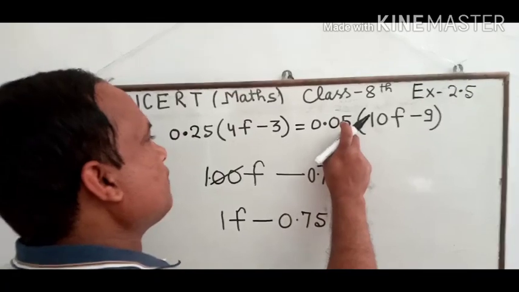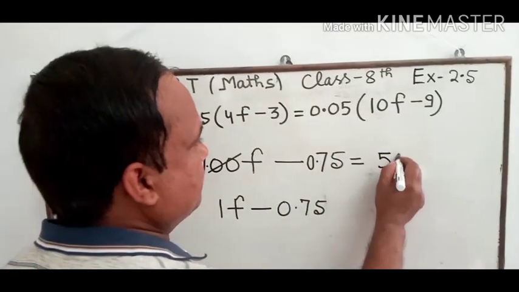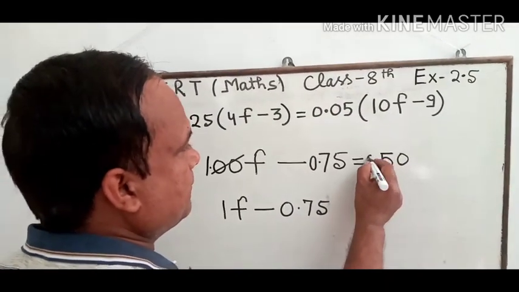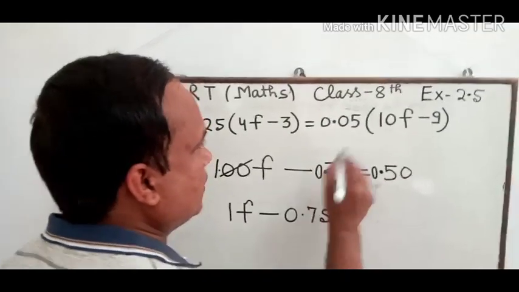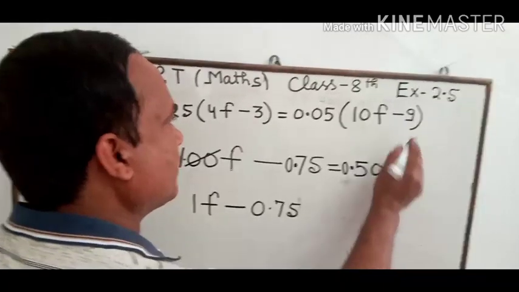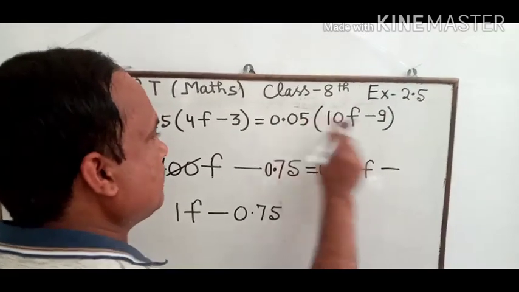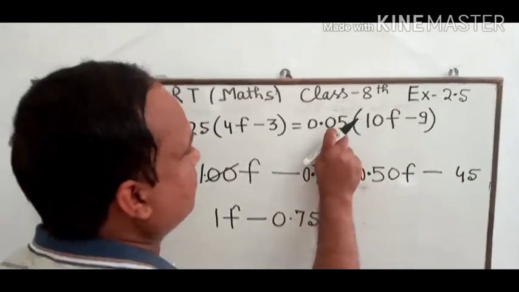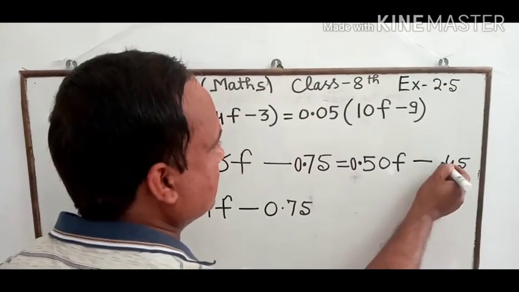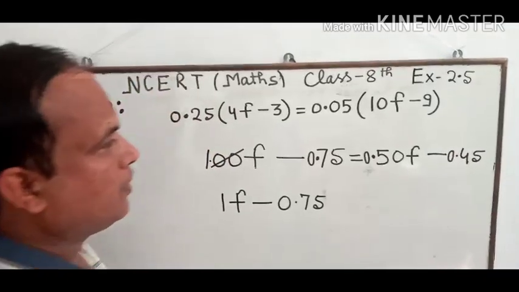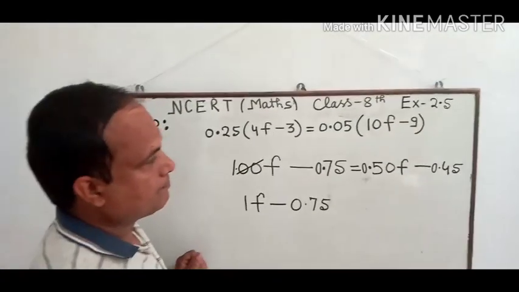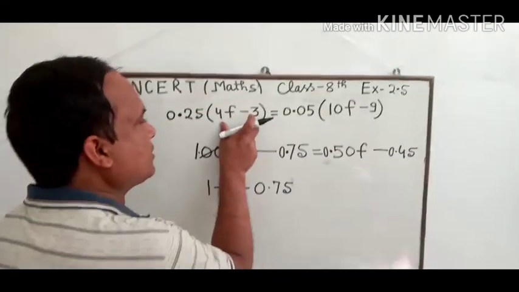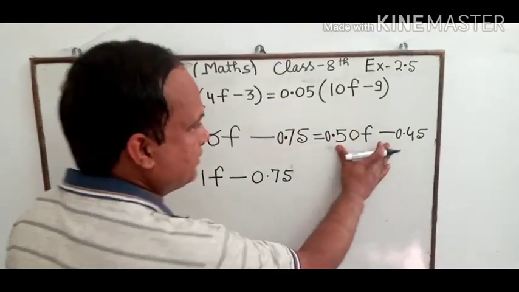Again we multiply 5 with 10. 10 5s are 50. And we put the decimal after 2 places. So here 1st place, here 2nd place. So we put here 0. And here is F. Minus 9 5s are 45. And we give the decimal 1 place, 2nd place. This is your second step. We got the second step when we multiply this number with this one, and this number with this one.